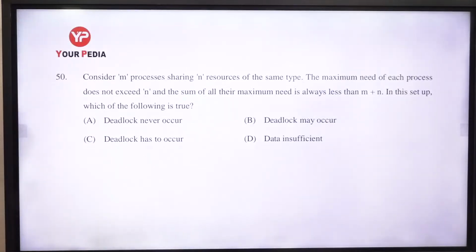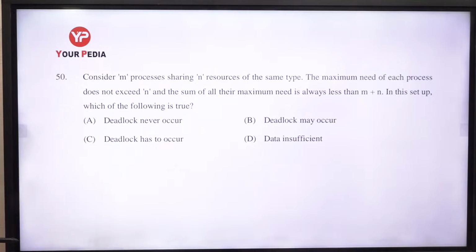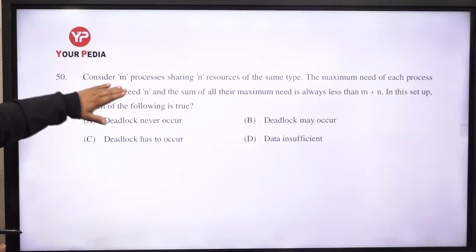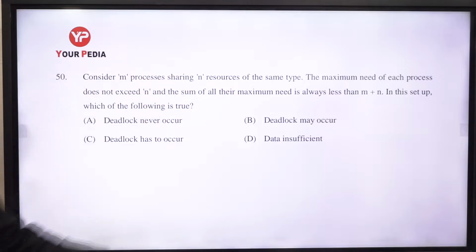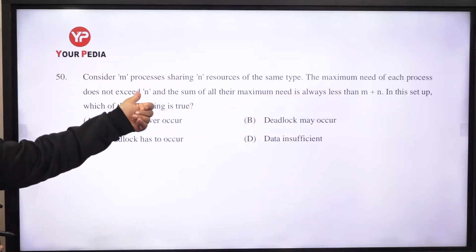See, my dear students, it's an operating system deadlock problem, a very beautiful problem. Listen carefully. Please read the problem carefully. Consider M processes sharing N resources. Total number of processes is M, total number of resources is N. Now, the maximum need of each process does not exceed N.